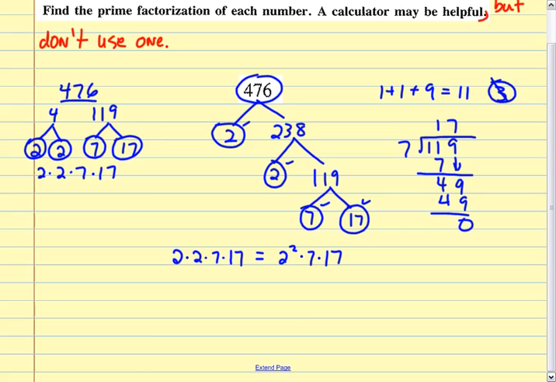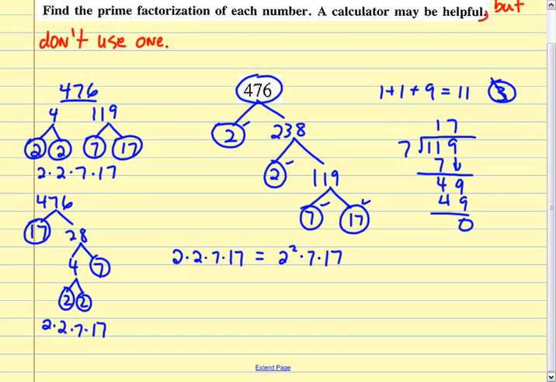I could have broken it down, let's see, 17. I could have said 476 is equal to 17 times 28. Not that I would have seen that. But 17's prime, now that's 4 times 7. 7's prime, and then 4 is 2 times 2. And again, I'm going to get 2 times 2 times 7 times 17. It's the recipe for 476. It's unique to 476. No matter what pair of factors we pick to break down the main number, we're still going to get the same prime factorization.